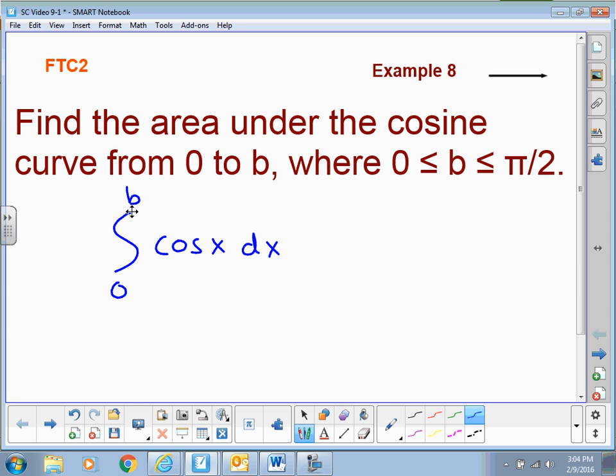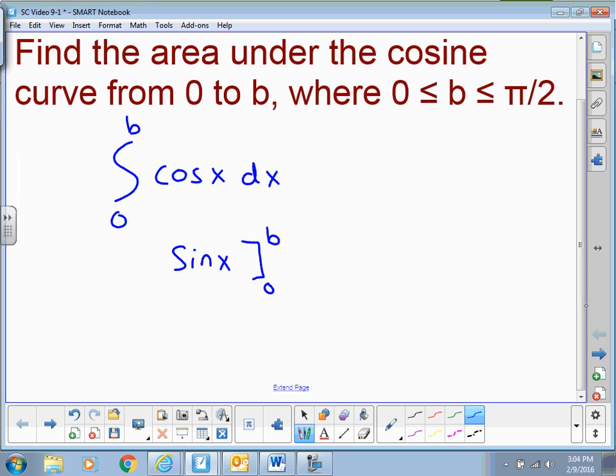We'll take our antiderivative of cos, which is sine. So we'll have sine x, and we'll evaluate it from 0 to b. So therefore, we're going to get sine b minus sine 0. Sine of 0 is 0, so really we just get sine b.